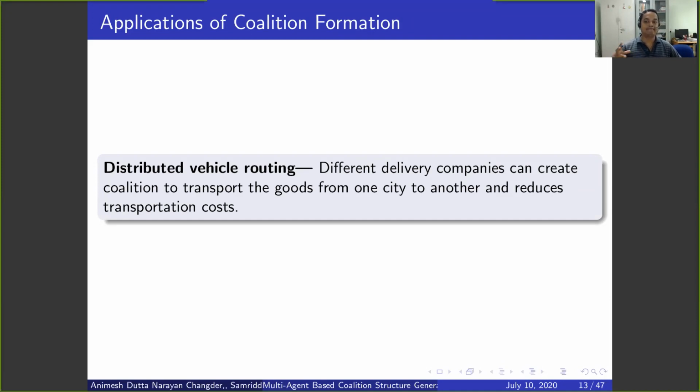Sometimes the delivery companies have a delivery from one city to another city. So they form kind of coalitions to maximize their profit or minimize their cost, to reduce the transportation cost.